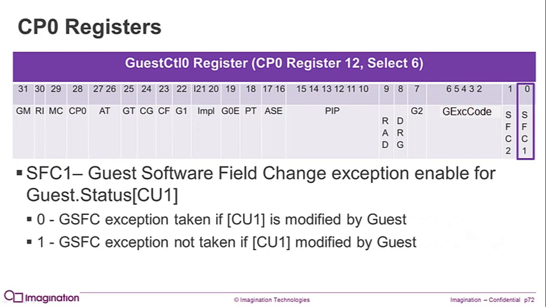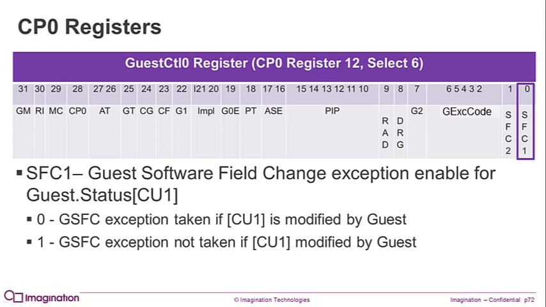The hypervisor can also allow the guest OS to make changes to the guest status CU1 field without intervention from the hypervisor if the SFC1 field is set. The CU1 field controls access to coprocessor 1, which by convention is the FPU, and the guest OS may want to limit access to one user process at a time.